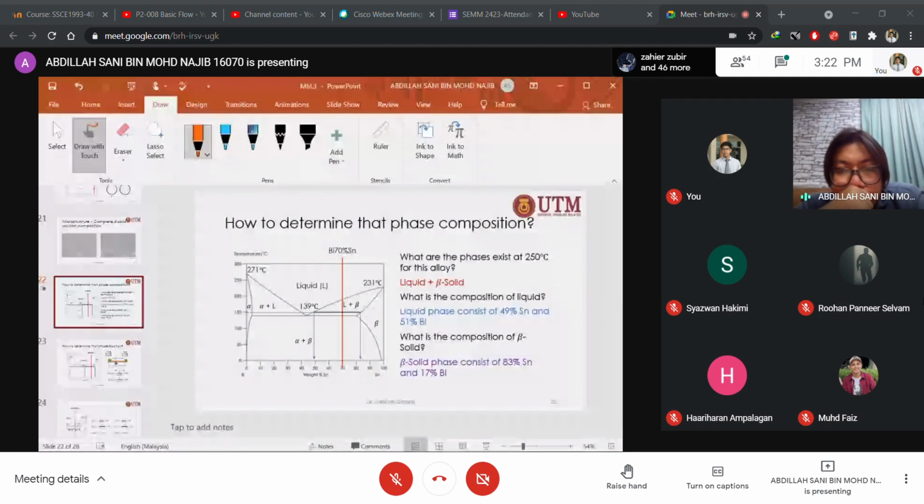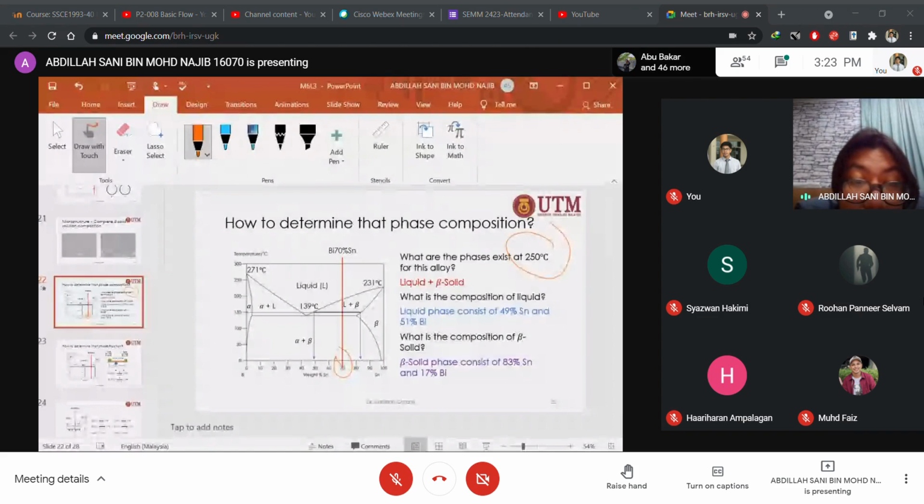So this is the same thing that we were talking about. We use the tie line. So for example, we have this alloy, 70 tin, 30 bismuth. All right. And from here they ask at 250, what is the phase? At 250, it is completely liquid.